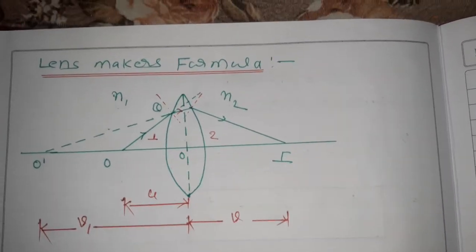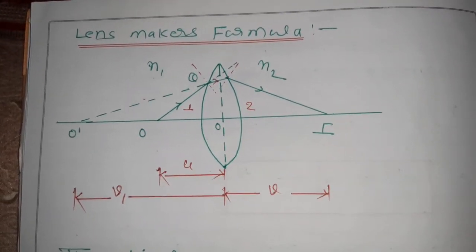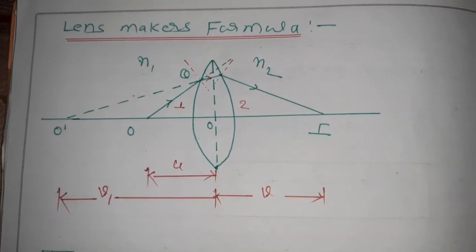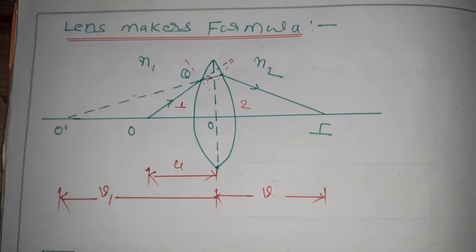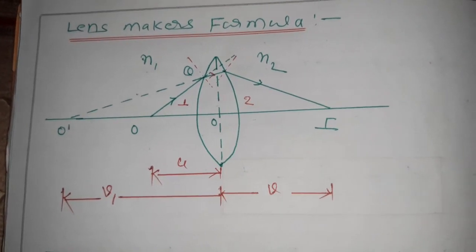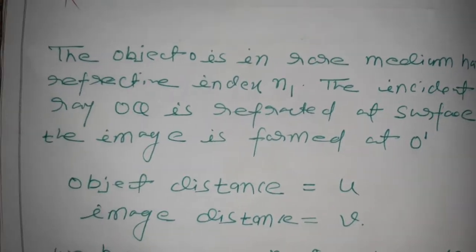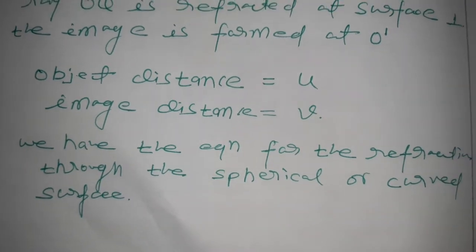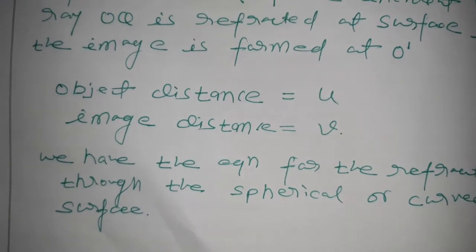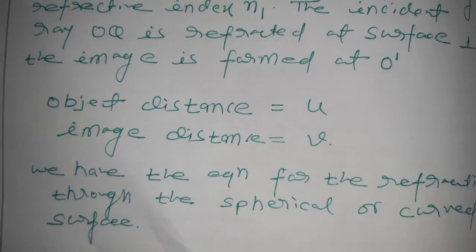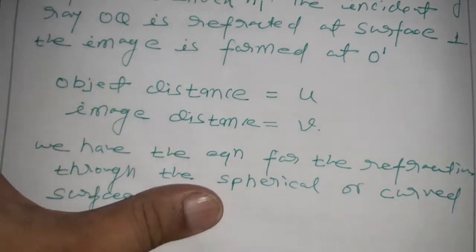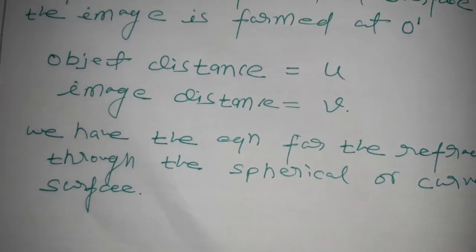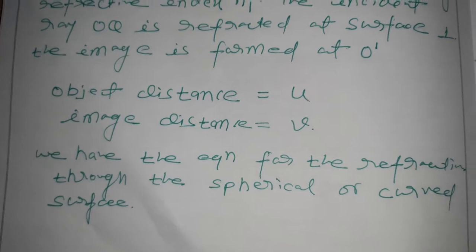Object O is in rare medium having refractive index of n1. The incident ray OQ is refracted at surface 1. The image is formed at O dash. So object distance is u and image distance is v. So we have the equation for the refraction through the spherical curved surface. You know very well about this equation, a very familiar equation which we discussed in the last class, lecture number 6.